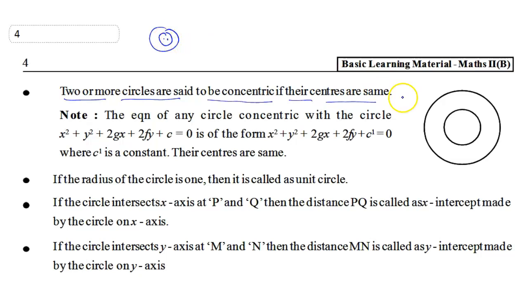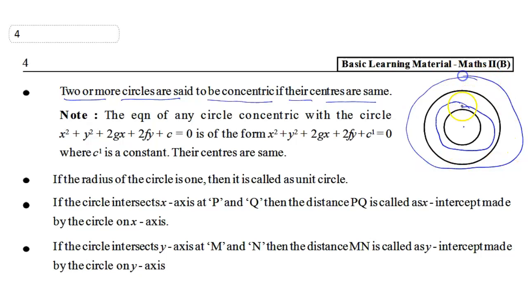If you take the center, like here, if you take this one as the center, we can draw like this. These are all ripples of circles, right? We can say those are the concentric circles. Concentric circles means what? Having the same center.